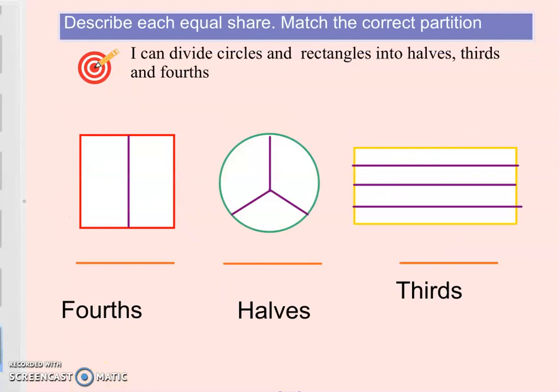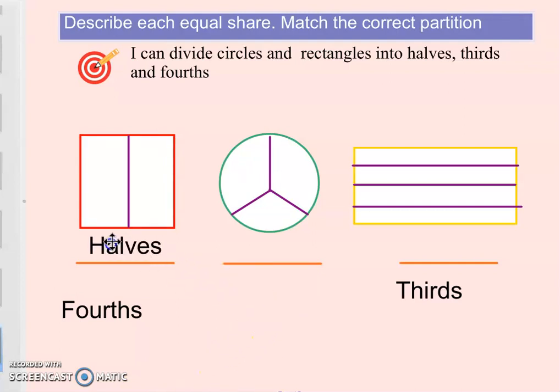I can divide circles and rectangles into halves, thirds, and fourths. And so we're going to take a look here to see which of them should go under the correct place. So the first one clearly shows that the shape is divided into 2 equal portions. And so we know that that's halves. So we're going to bring up the halves right there.